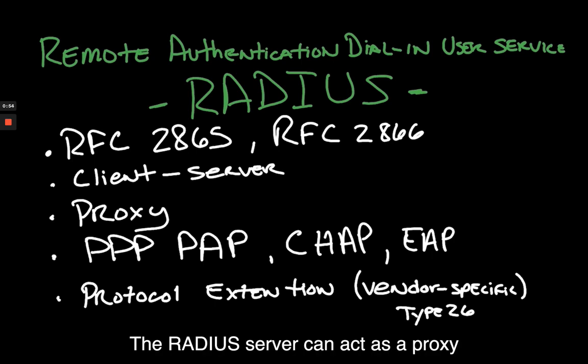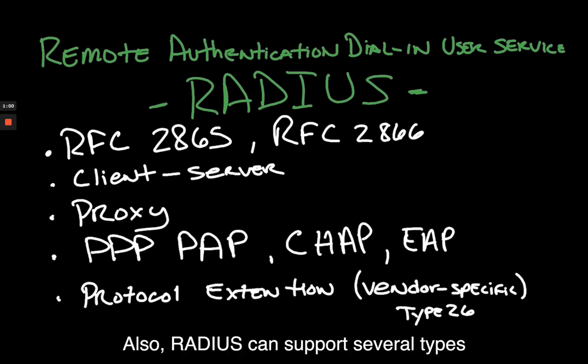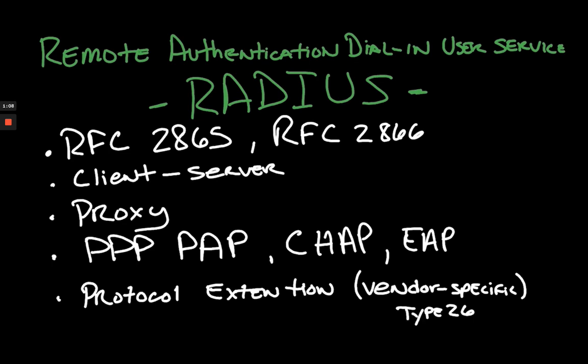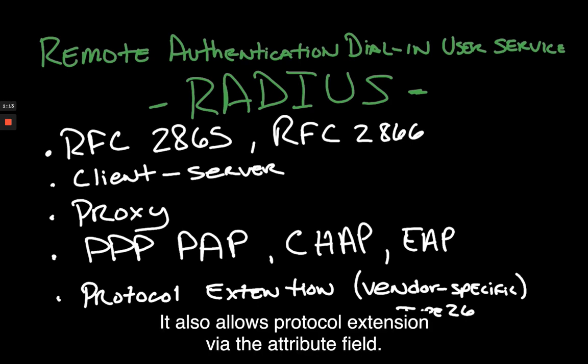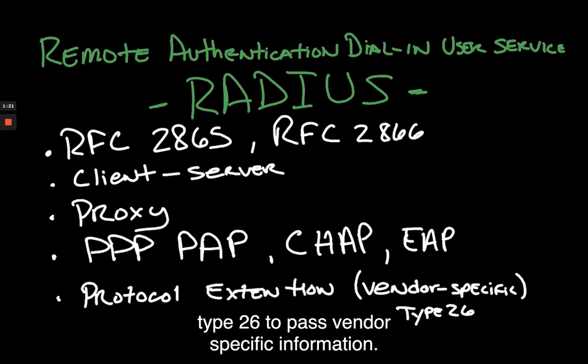The Radius server can act as a proxy for other Radius servers or other authentication systems. Also, Radius can support several types of authentication mechanisms such as PPP, PAP, CHAP, and EAP. It also allows protocol extension via the attribute field. For example, vendors can use the attribute vendor-specific type 26 to pass vendor-specific information.